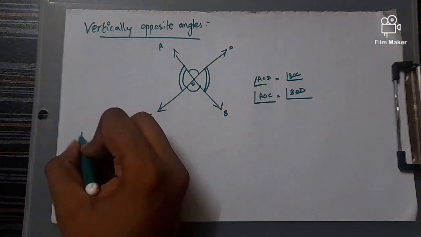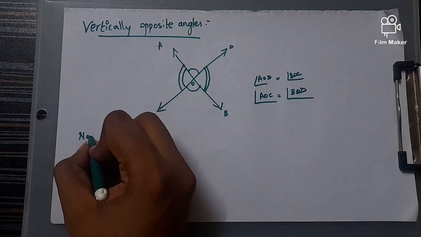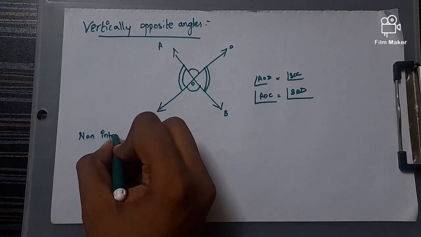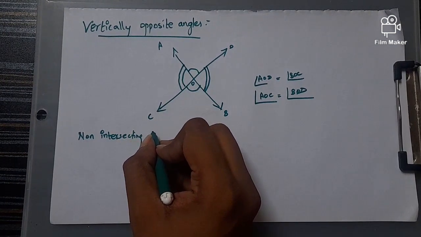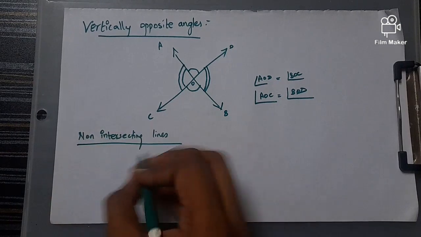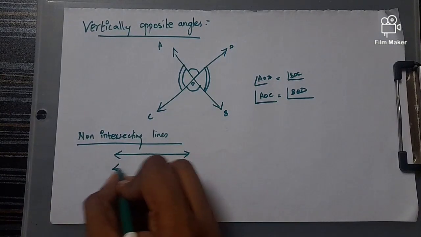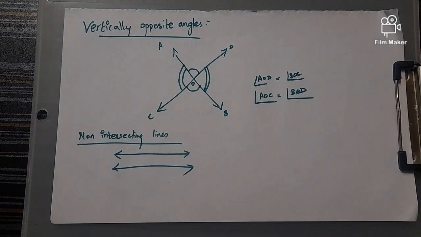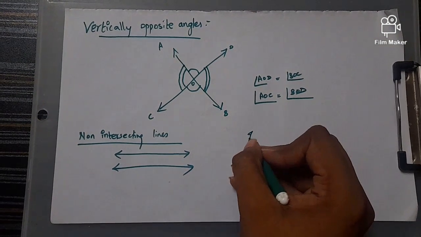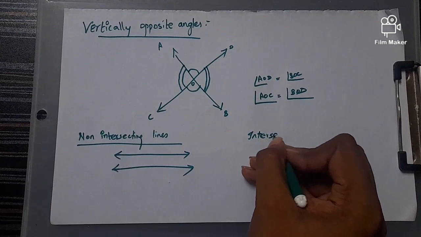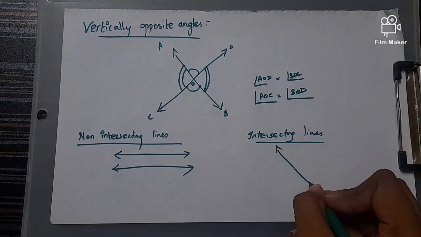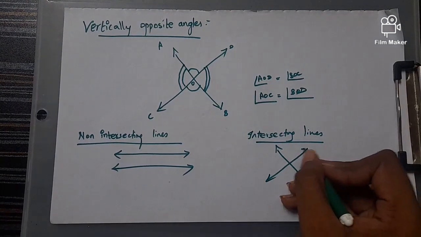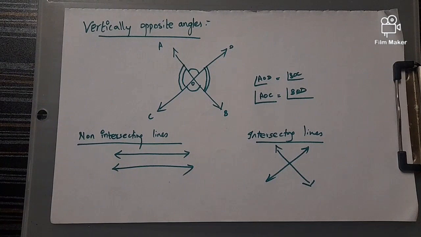And another important term we need to remember is non-intersecting lines, that is, they are parallel; they won't touch each other at any point, right? Similarly, intersecting lines touch at a single point, both the lines touch at a single point. So this comes under intersecting lines and that comes under non-intersecting lines.